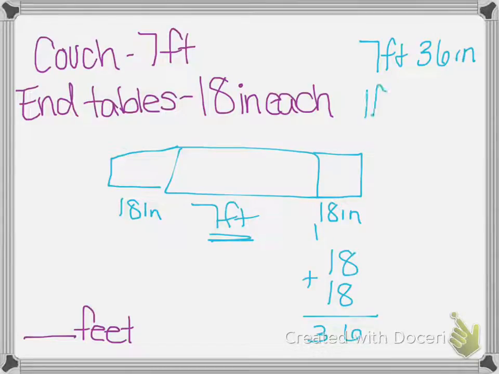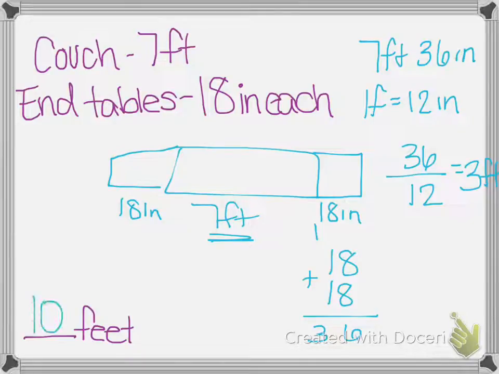So we know 1 foot equals 12 inches. So in order to convert 36 inches into feet, we need to divide 36 by 12. 12 goes into 36 3 times, which equals 3 feet. So now we have 7 feet plus 3 feet, which equals 10 feet. So we know that that's going to take up 10 feet of space.